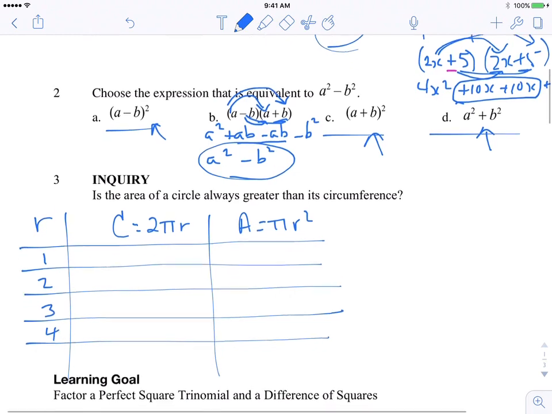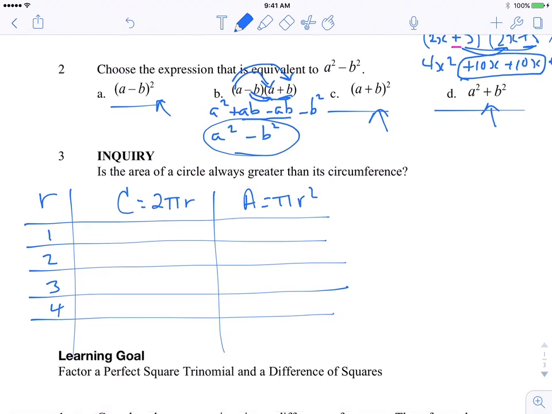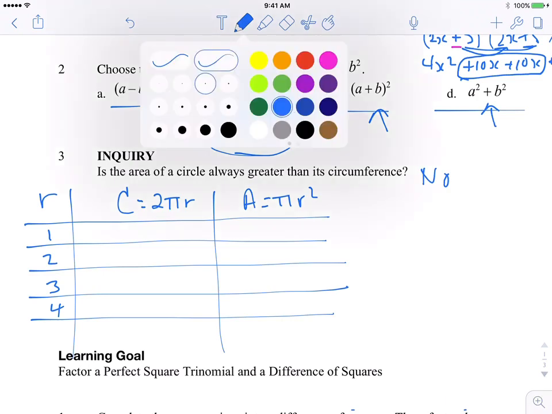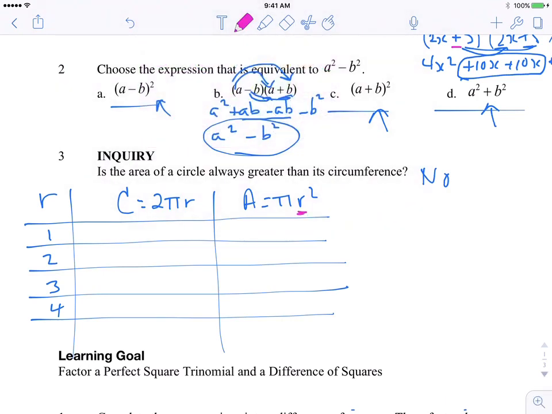For this third question, I just went ahead and input a chart. So take a look here. Is the area of a circle always greater than its circumference? And the answer is no. And so I made a chart. I'm using 2 pi r for the circumference, and of course pi r squared for the area. I could use pi d for the circumference, but since I'm already going to be using r for the formula of area of a circle, why not use 2 pi r and use the number once.